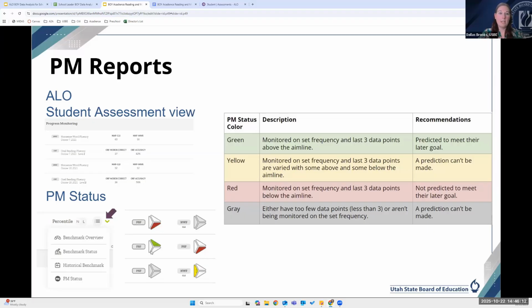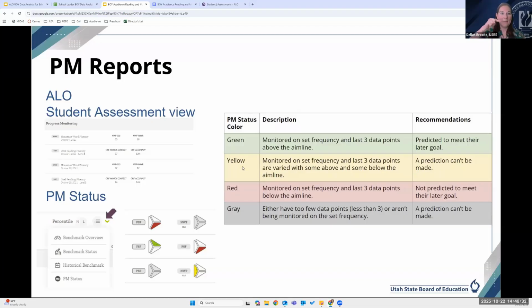So this middle student here that we're using as an example, whatever we're doing for first sound fluency is working. We are good to go there. Whatever we're doing for phoneme segmenting fluency or PSF is not working. So let's change it to find something that will work. Now I'm going to come back to the yellow.